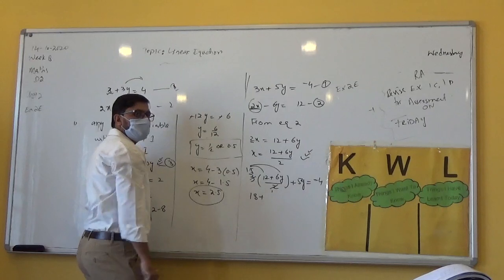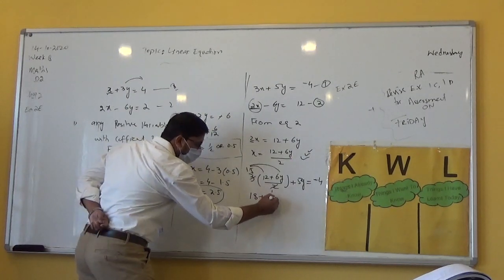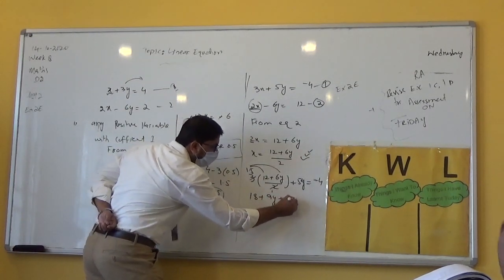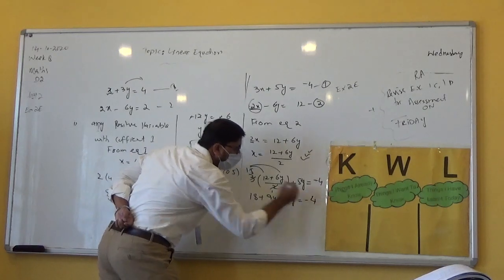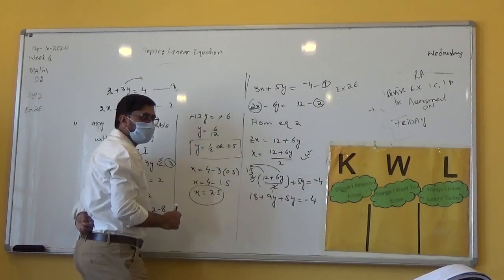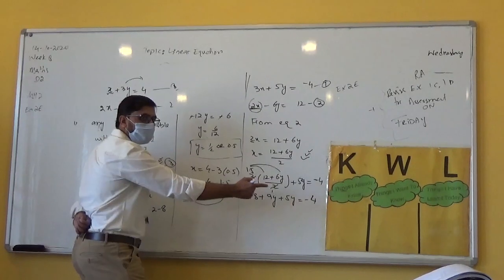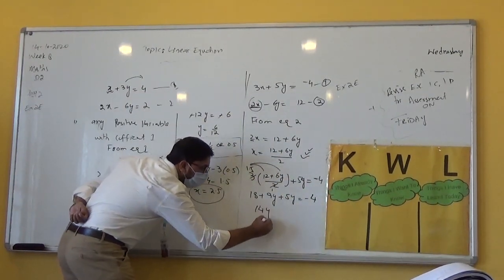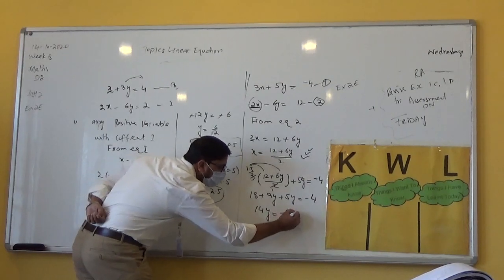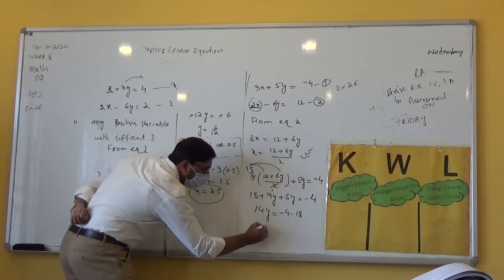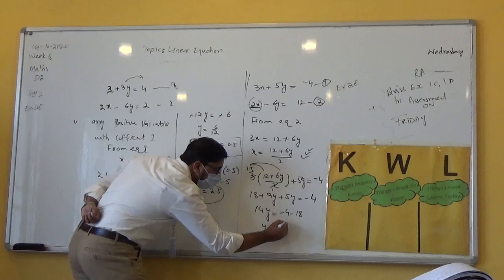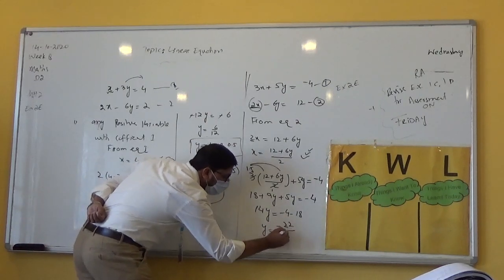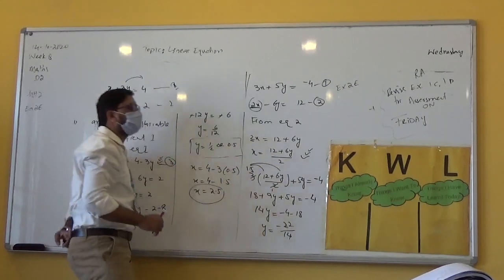1.5 times 6? 9y. Good. Plus 9y plus 5y is equal to minus 4. Then what? 18 will be shifted to the other side. 9 and 5? 14. 14y is equal to minus 4 minus 18. And finally y is equal to what? Minus 22 over 14. Can we simplify?